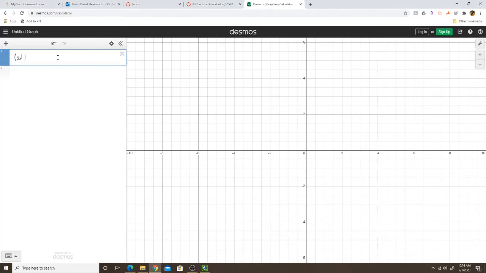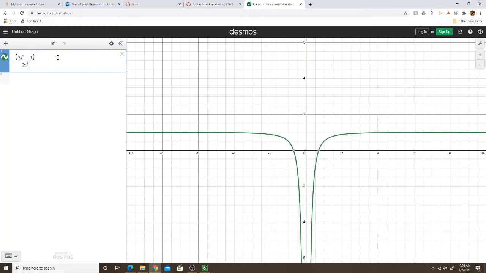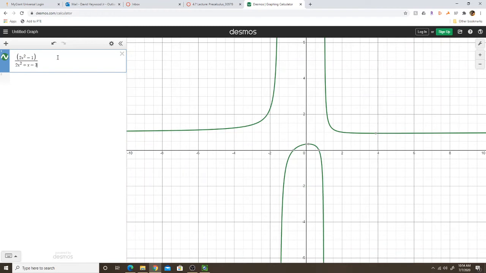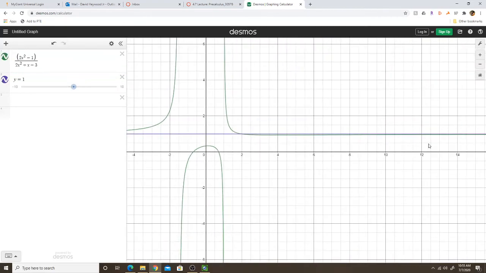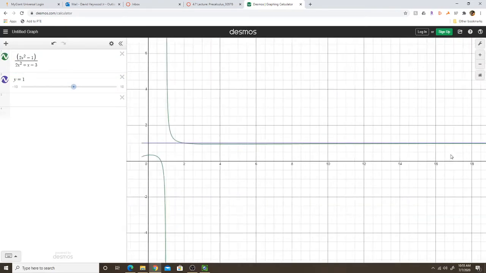2x squared minus 1 over 2x squared plus x minus 3. Yep, looks just like what I did, right? In fact, I'm going to put the horizontal asymptote on there, y equals 1, so that you can see it's crossing right there at 2, just like we thought. But then it starts to get closer and closer to the asymptote. It never crosses it again.